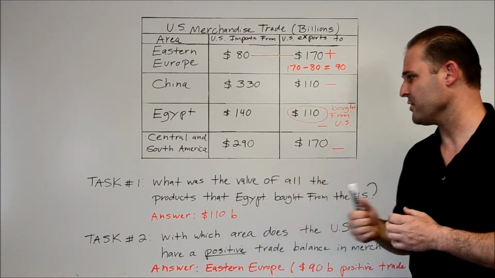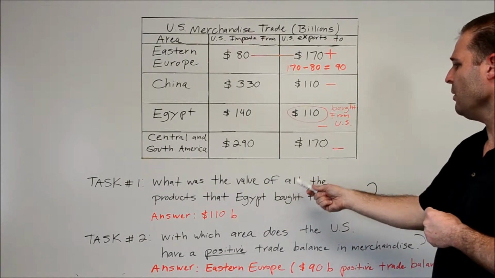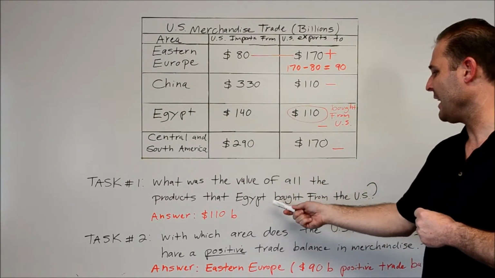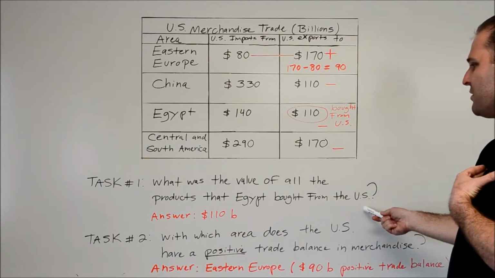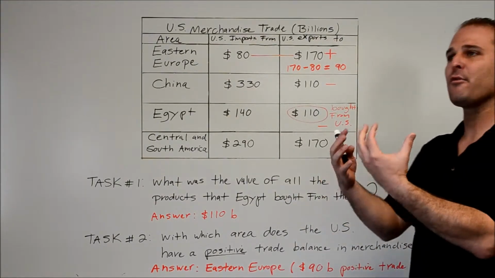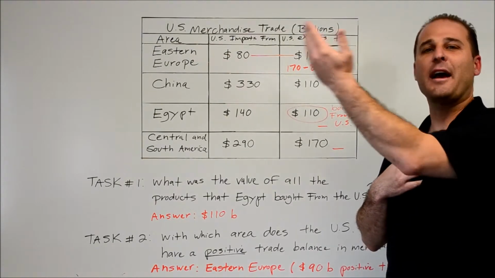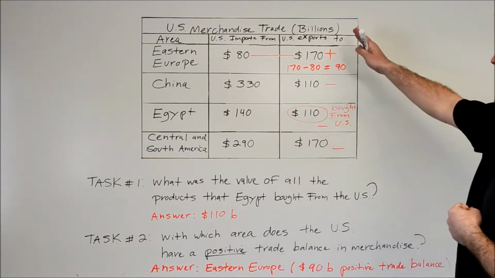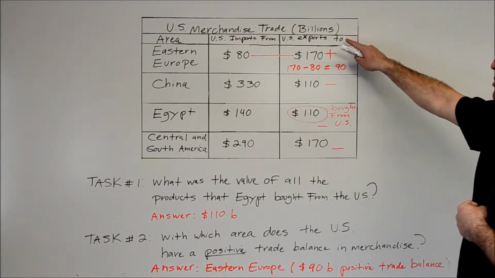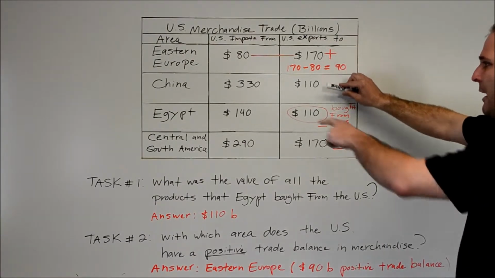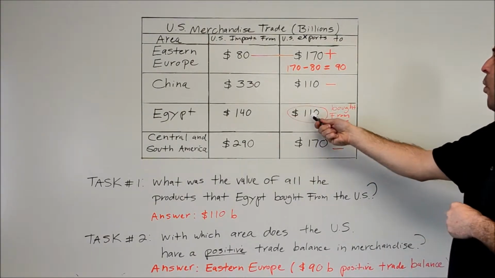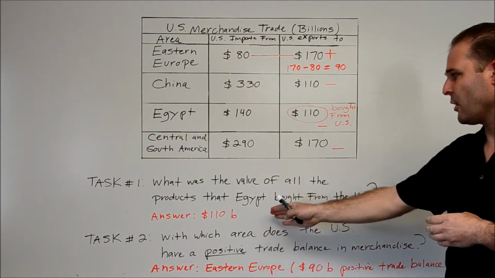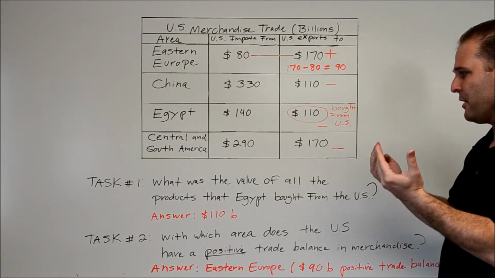So our first task, what was the value of all the products that Egypt bought from the United States? So if Egypt is buying from us, that will represent our exports to Egypt. So again, we have to look in the column where it says U.S. exports to. We go down until we intersect with Egypt, and it says 110 billion. That is our answer. That is what they buy from us.